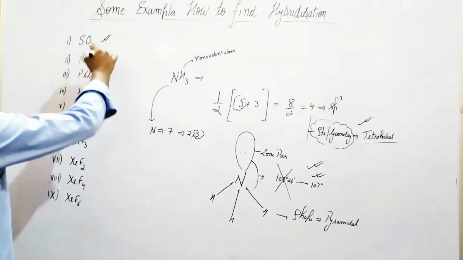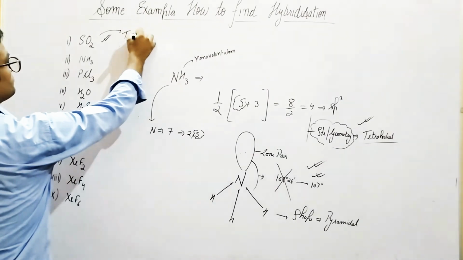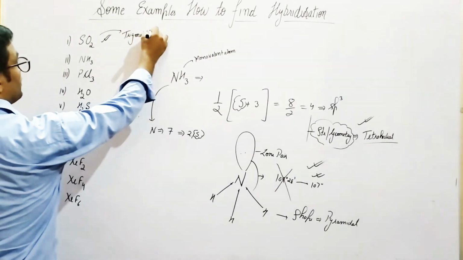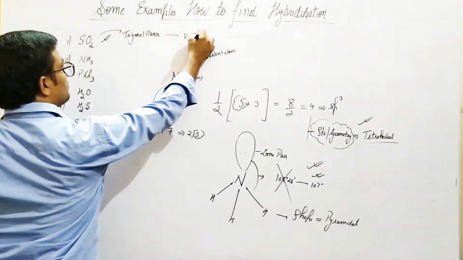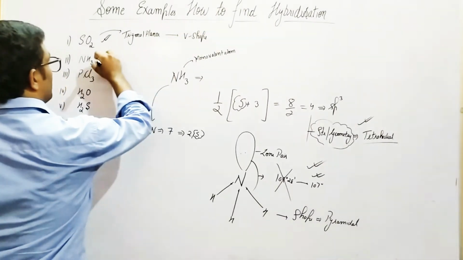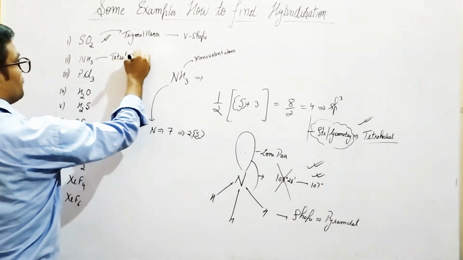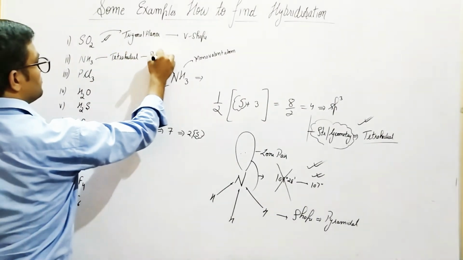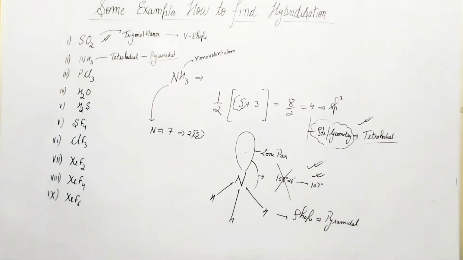Therefore, SO2 has trigonal planar structure, while its shape is V shape or bent shape, and NH3 is tetrahedral, while its shape is pyramidal. Now let's check out the next example.